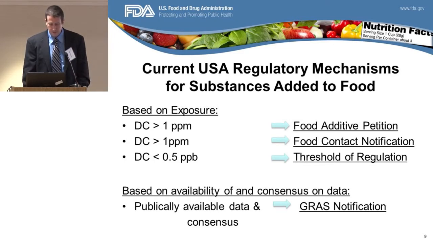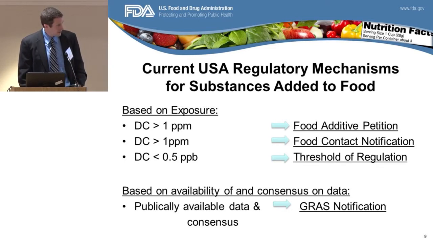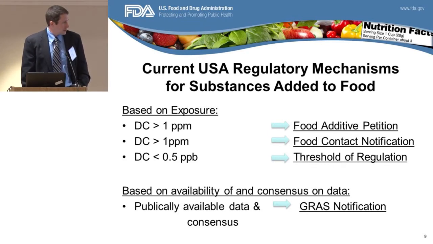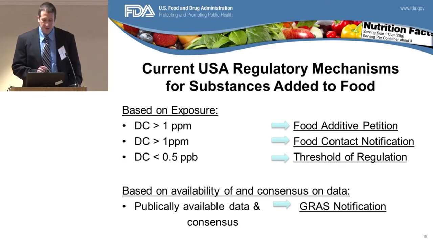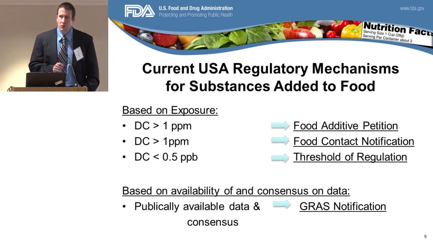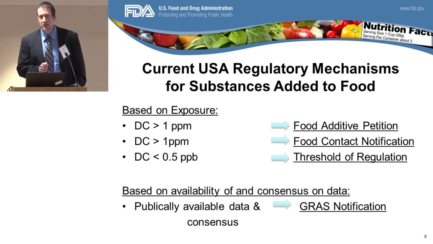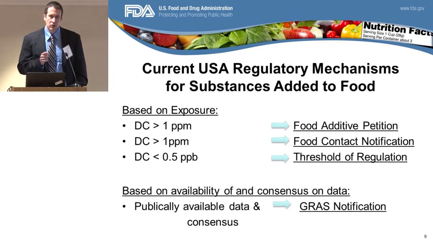We'll talk about that in a little bit. I would note there's a typo here for the food contact notification that it should be a dietary concentration of less than 1 part per million. If you have a dietary concentration of less than 1 part per million, you can submit a food contact notification to FDA. And if the dietary concentration is greater than 1 part per million, FDA can require you to submit a food additive petition for the use, even if it is for a substance that's not directly added to food.